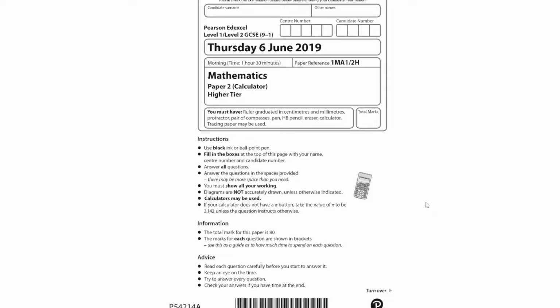In today's live, we'll be going through the June 2019 paper 2H, so the higher tier paper from Edexcel. Make sure that you do have your calculator with you so that you can practice it, obviously with the correct calculator, not with your phone calculator.